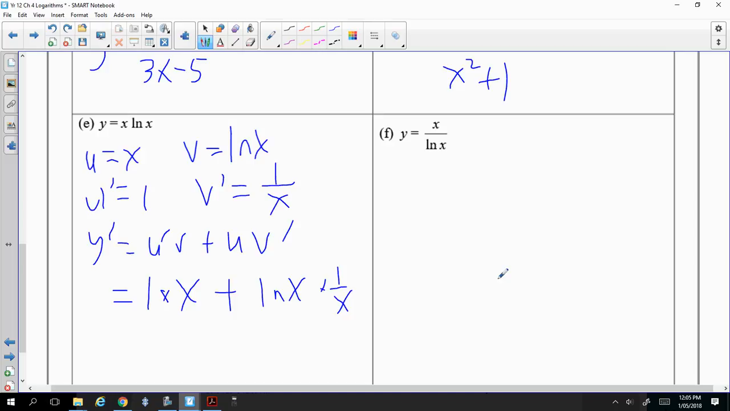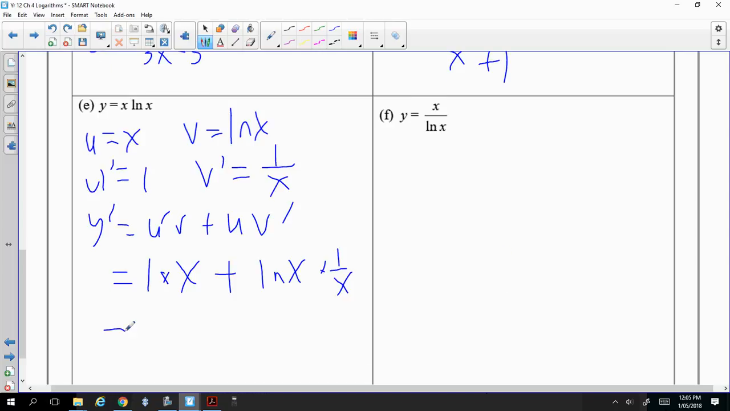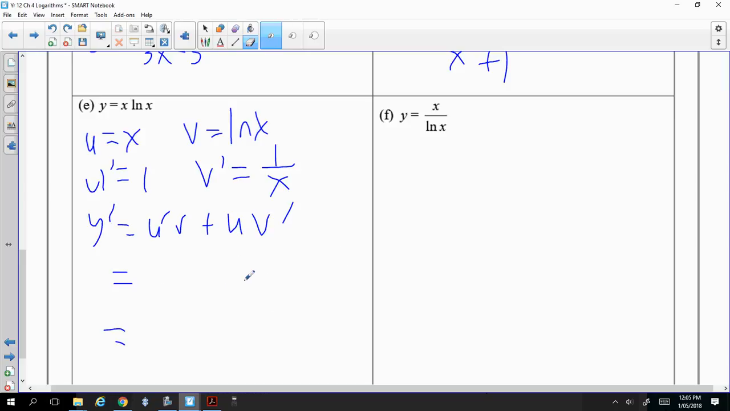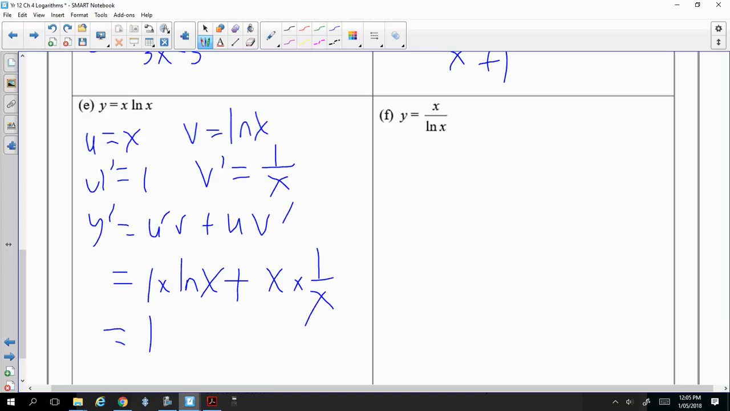And then we'll continue. 1 times x is x. It's not right. I think, yeah, u dash. Okay, let's try again. u dash is 1 times ln x plus u x times 1 on x. And then ln x plus x times x is cancel, and you end up with 1. All right, that's good. Okay, we'll continue.